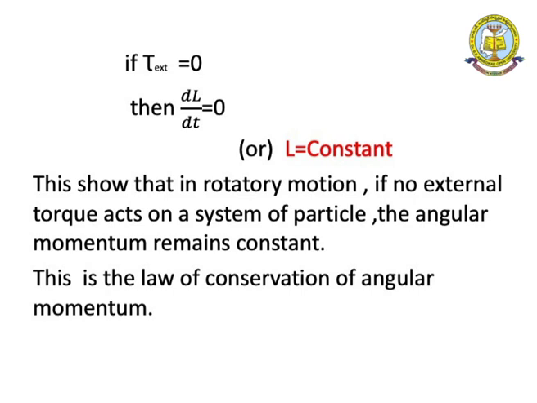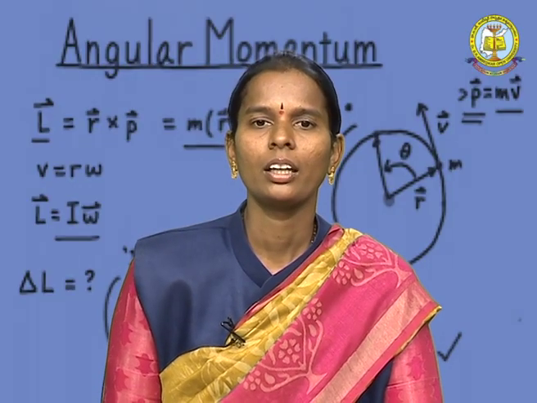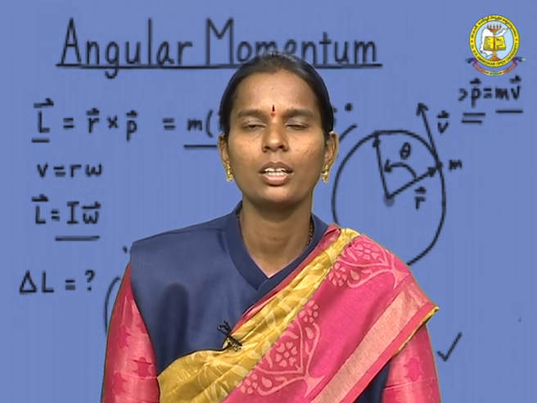So if the external torque is equal to 0, then the rate of change of angular momentum dL by dt is also 0. So we can write L is equal to a constant value. If no external torque acts on a system of particles, the angular momentum remains constant. This law is the conservation of angular momentum: L is equal to constant. And again, angular momentum is L equal to r cross p, that is the formula.